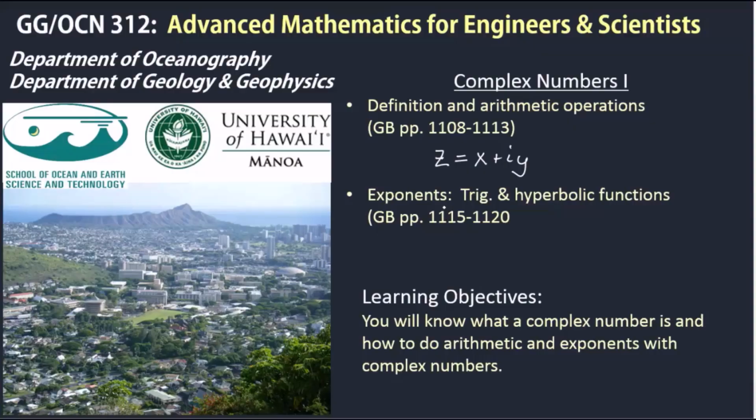The second topic will be defining what exponents of complex numbers are, and related to that are trigonometric and hyperbolic functions. And that's on pages 1115 to 1120 of Greenberg. An exponent of a complex number, for example, is e to the z, which is the same thing as e to the x plus iy.